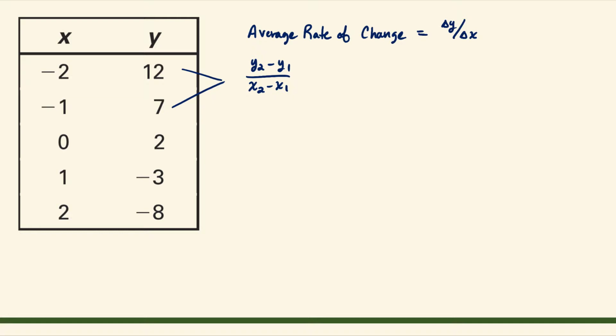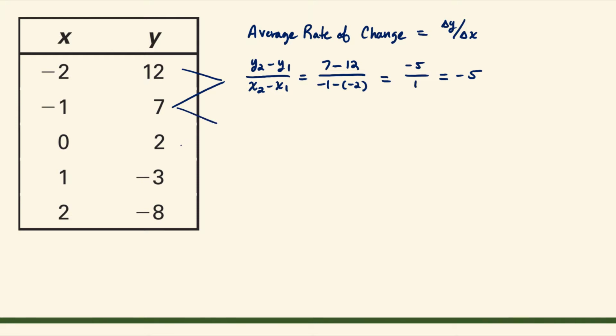So for our first two data points, we would have 7 minus 12 divided by -1 minus -2. Simplifying this fraction, we have -5 over -1 minus -2 is +1. This results in an average rate of change of -5. We continue this process looking at every pair of consecutive data points.